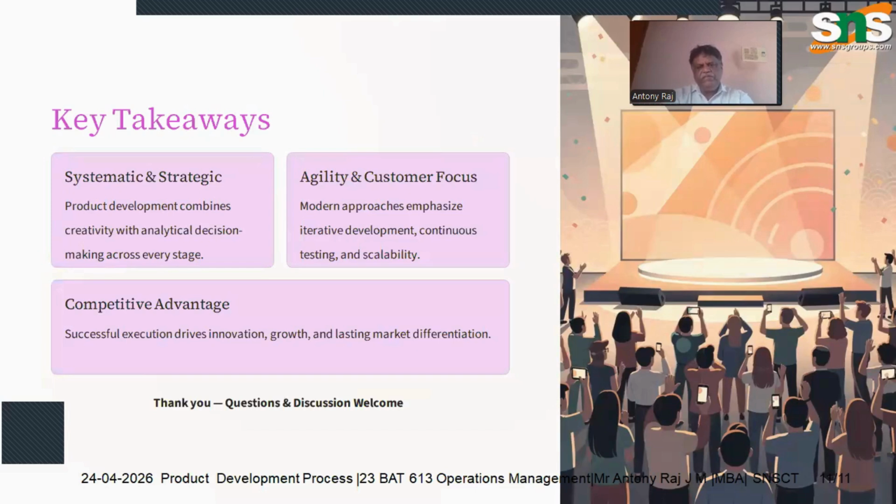What are the key takeaways? Finally, product development is a very systematic and strategic process, where agility and customer focus are at the core of it. It is a very important process to ensure the competitive advantage of the company, because a successful product development process creates a very lasting market differentiation.